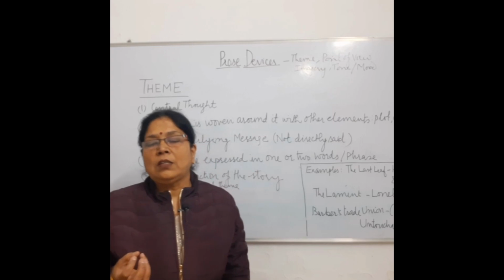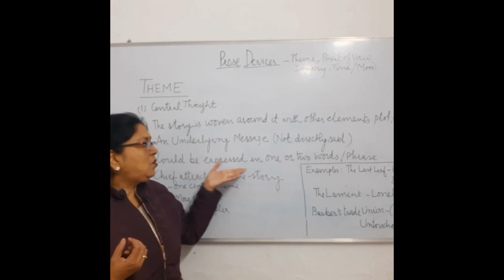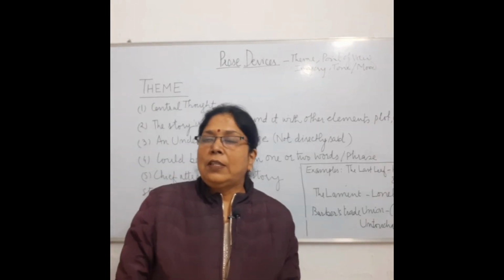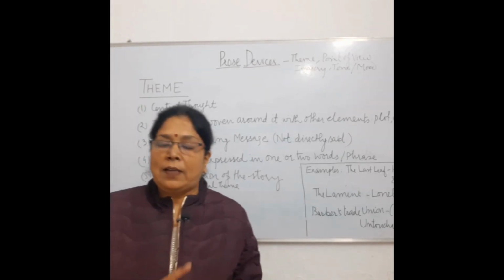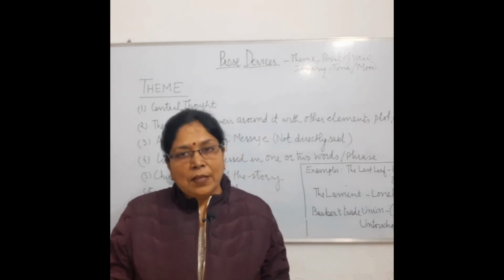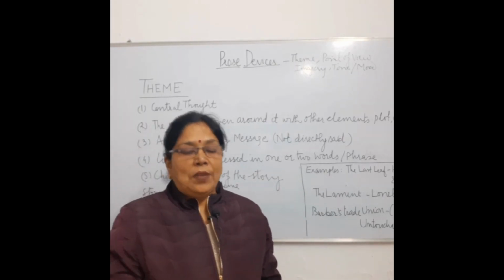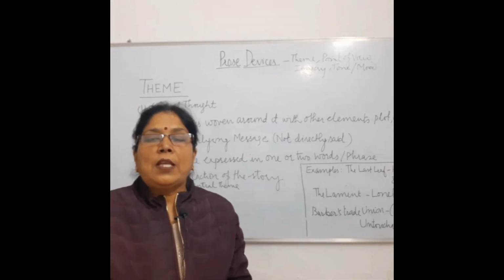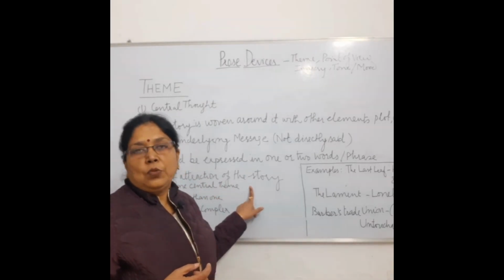So the central thought or the theme could be expressed in one or two words. It is the chief attraction of the story. As all of you know, the story has a number of elements. As I told you previously, a story has a plot, it has a number of characters, it has a setting, it has a language, but each and everything has been put in a certain manner so that the theme may be projected. And it is the chief attraction of the story.